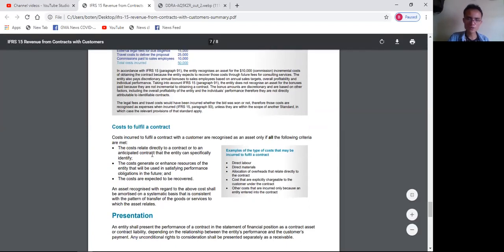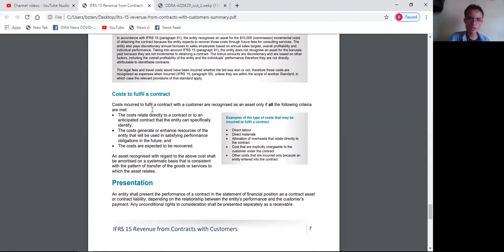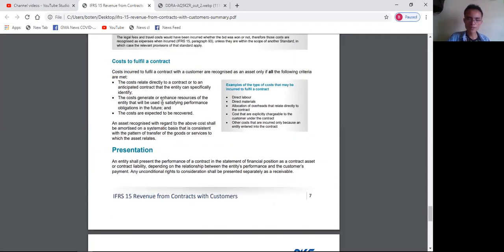Okay, cost to fulfill a contract. So costs incurred to fulfill are recognized as an asset only if all of the criteria are met. So if you can notice, guys, from the very onset, we talked about all of them. So all items should be considered. The costs relate directly to a contract or to an unanticipated contract. It is directly attributable, in other words. The costs are there to generate or enhance the resources to have satisfactory performance, and we are going to recover the cost.